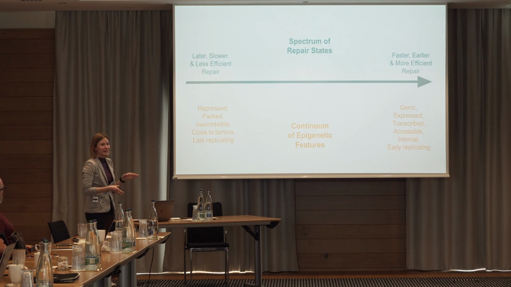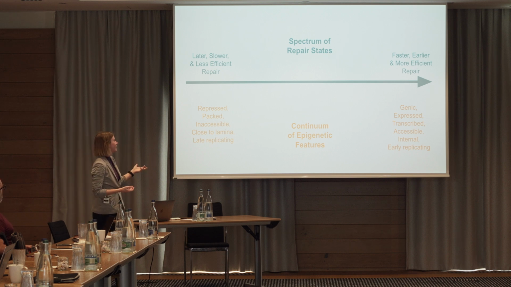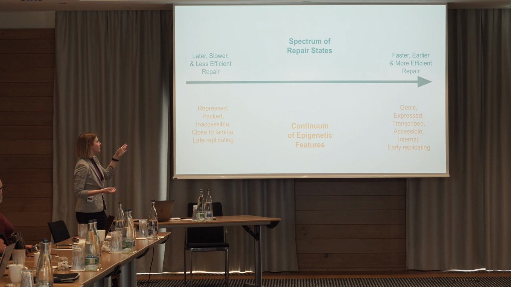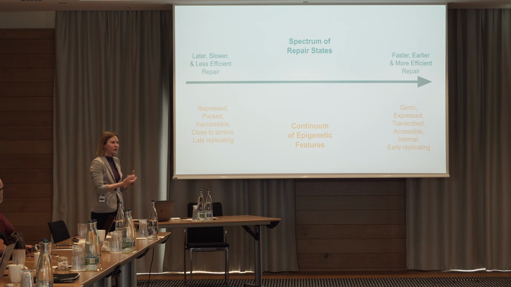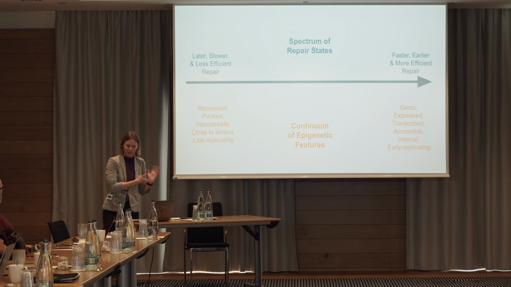So to summarize, this is still work that is not finished. We're working on the manuscript, and we know that we need to characterize everything in way more depth. But what we already see is that there is this spectrum of repair states, as I said, from later, slower, and less efficient repair in regions that are mostly repressed, packed, inaccessible, close to lamina, or late replicating, to going through the spectrum of repair states. At the same time, we are uncovering this continuum of epigenetic features, sorry, and the more efficient repair happens in genic, expressed, transcribed, accessible, etc. regions.